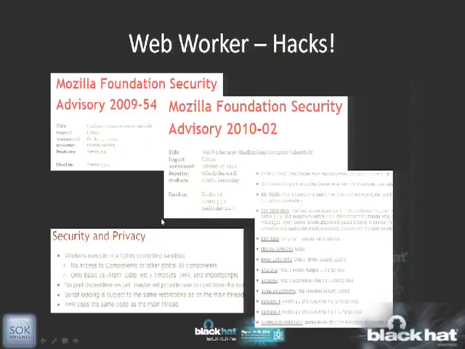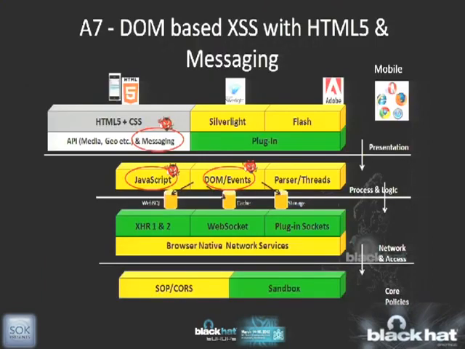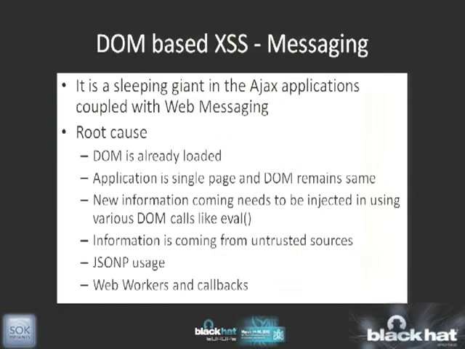So that's on a web worker. Pretty much you can have a set of different hacks on a web worker. Again, JavaScript scanning is required to validate your web worker. The A7 is essentially a DOM-based XSS, which is again powered by HTML5. You have DOM level 3 over here, so it's a pretty enhanced DOM which we have.